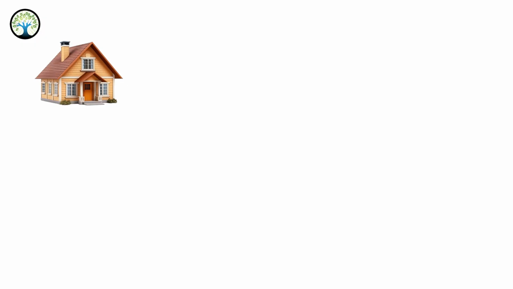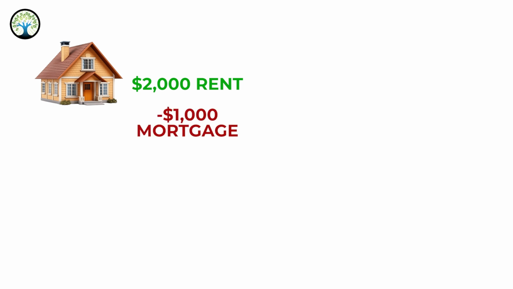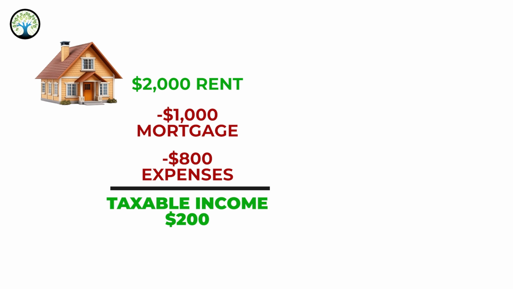Maybe it would help to introduce an example here. If a real estate investor has, say, a single family rental property with $2,000 of rent income, a $1,000 mortgage, $800 in operating expenses, how is that taxed? That leaves them with $200 of cash flow.